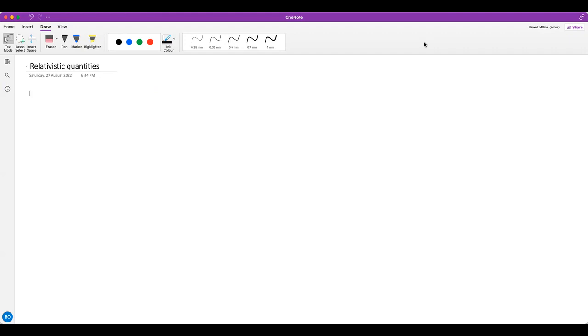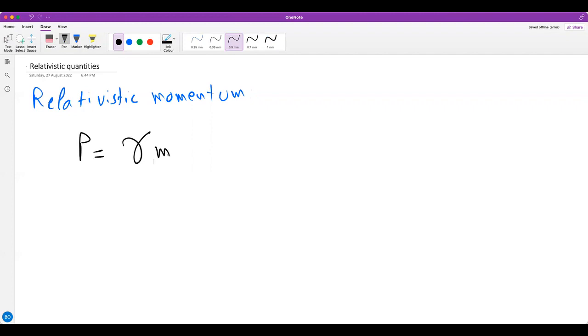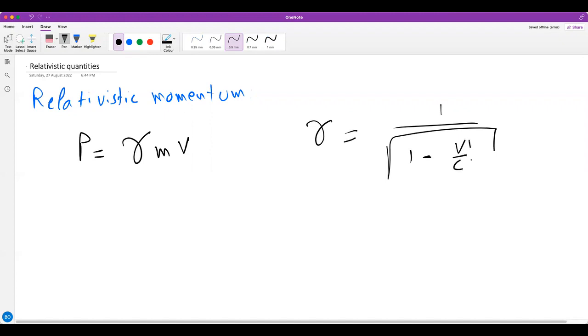One of them is the momentum, so the relativistic momentum. The relativistic momentum becomes: momentum is equal to gamma times the mass of the particle at rest times the velocity of the particle, with gamma equal to 1 over the square root of 1 minus v over c squared, where v is the speed of the particle or the object.